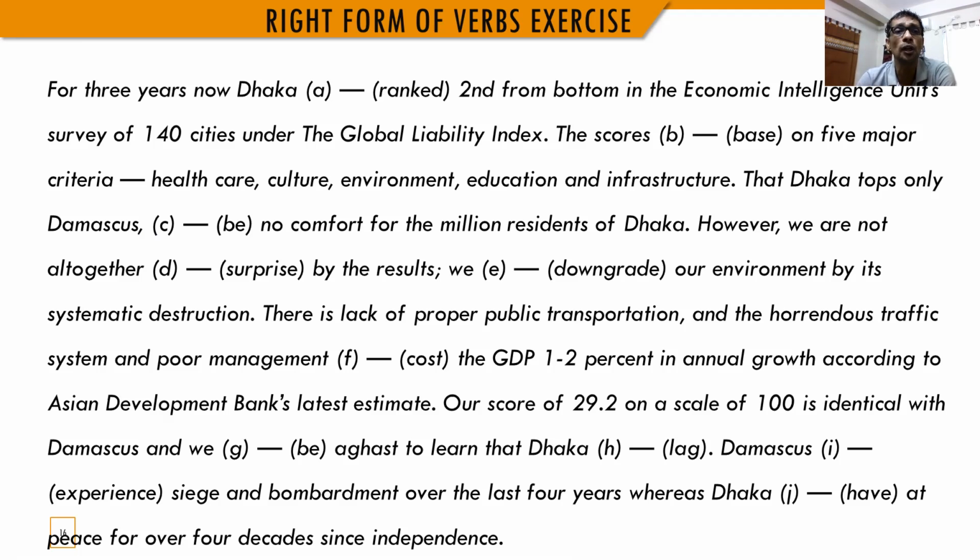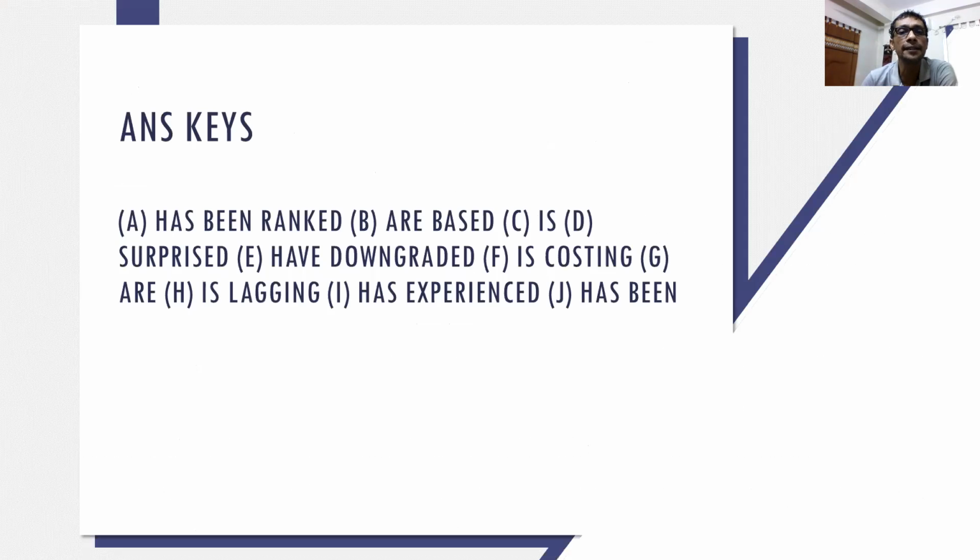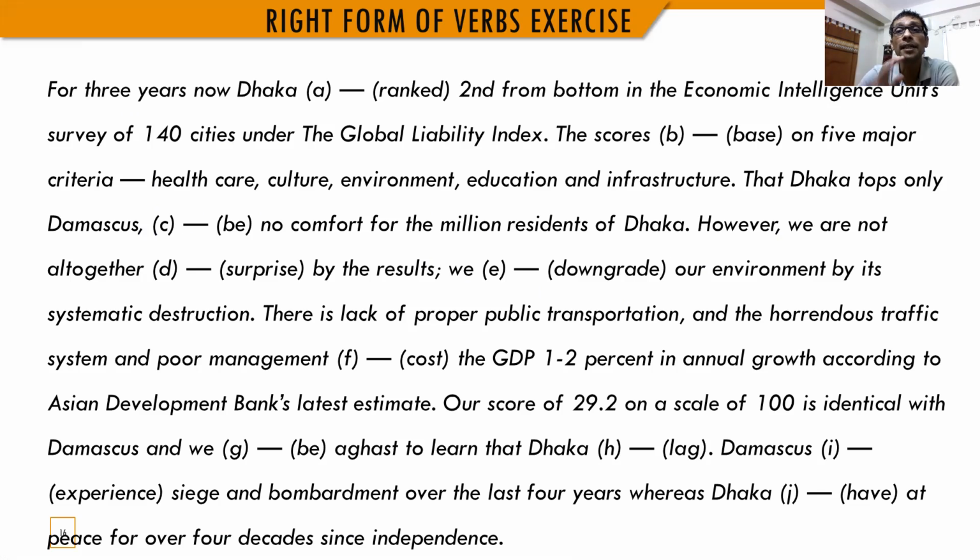That Dhaka tops only Damascus, dash, no comfort for the million residents of Dhaka. And you can see the answer is, why not? That Dhaka tops only Damascus is. Be means to be verbs like am, is, are, was, were. So you can use them according to the subject. That Dhaka is singular. So you have to use the singular verb is.